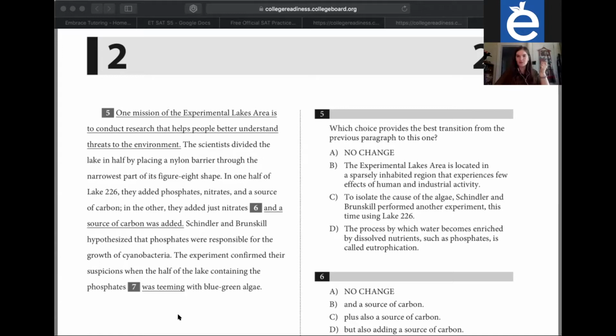It performs the grammatical and rhetorical function that needs to happen in this instance. The previous paragraphs basically describe the experiment that Schindler and Brunskill conducted in Lake 227. And this paragraph is about an experiment that they performed in Lake 226. So they're related ideas, and it's helping to transition: this is scenario 1 that we tested, this is scenario 2 that we tested, and this is how they relate to our idea about this algae. You're connecting your ideas very seamlessly in this kind of example. So only choice C really provides the transition that introduces the new experiment in Lake 226.